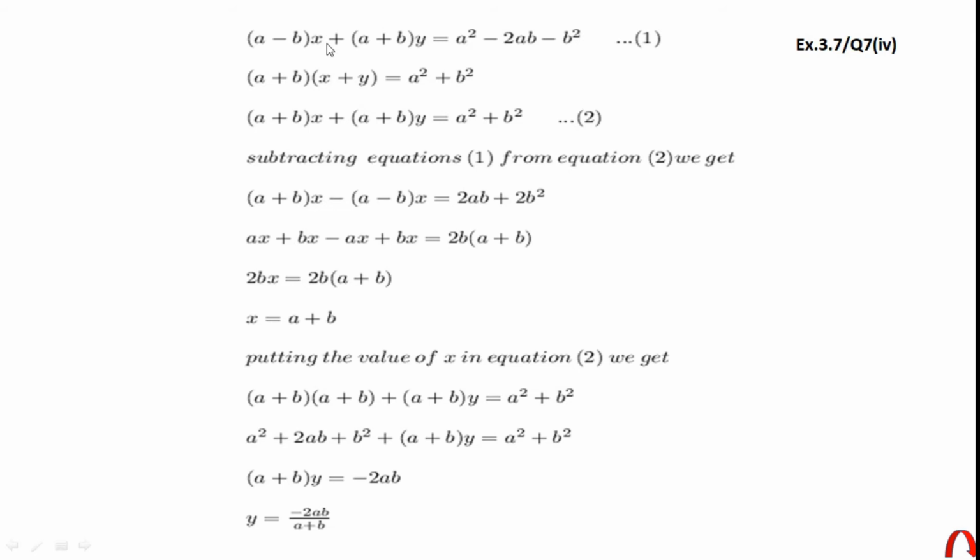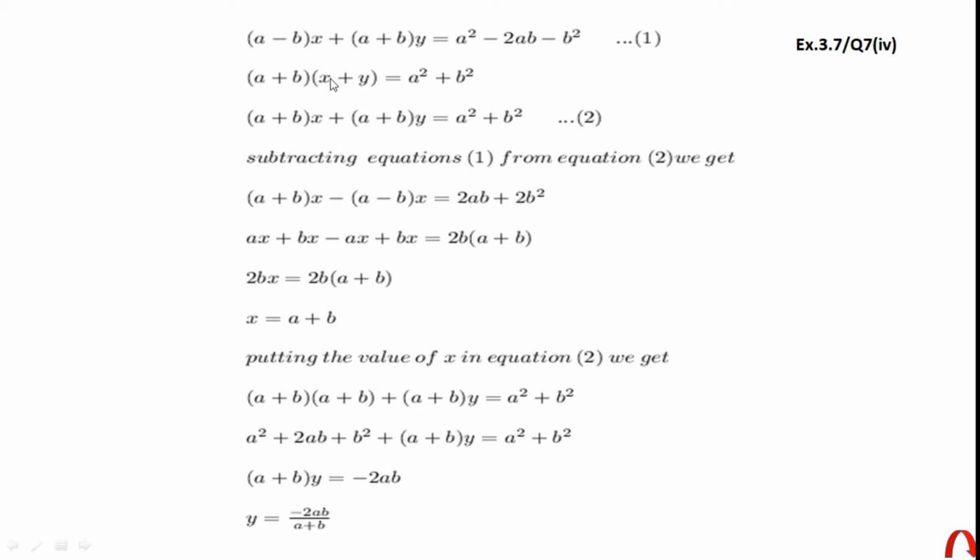When a question appears like this, when x and y are the variables, but the coefficients are given in arbitrary format, that means the coefficients are not given as numerical values, but in the form of a and b or some other p and q or alphabets, then that too in binomial format. The first equation is given like this, and the second equation is given as a product.